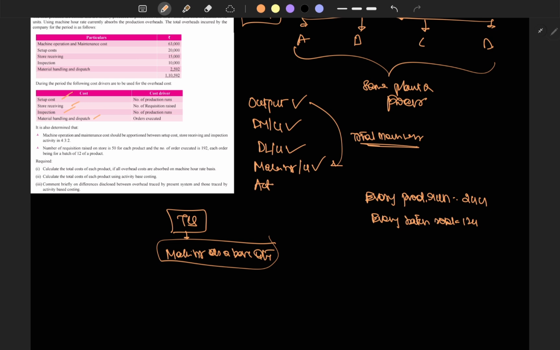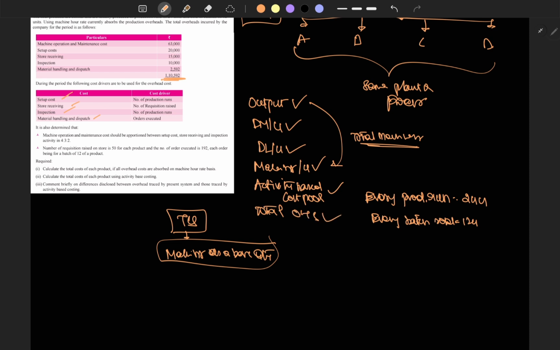So activity based cost pool, which is the overhead given, and total overheads, this is the total overheads given in this problem. What else?